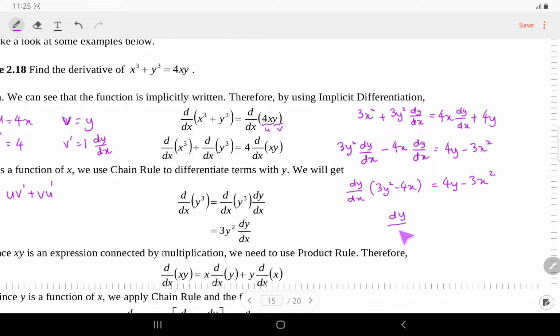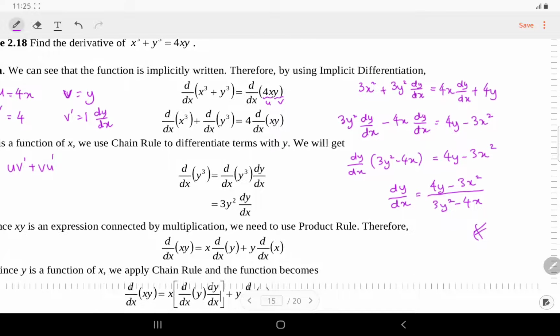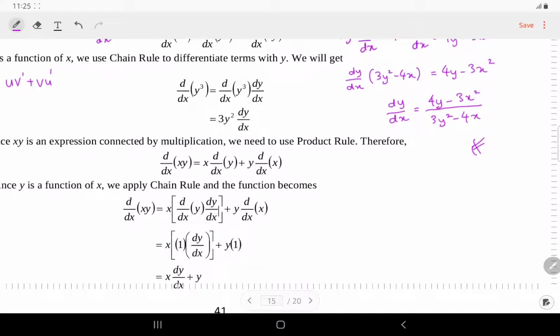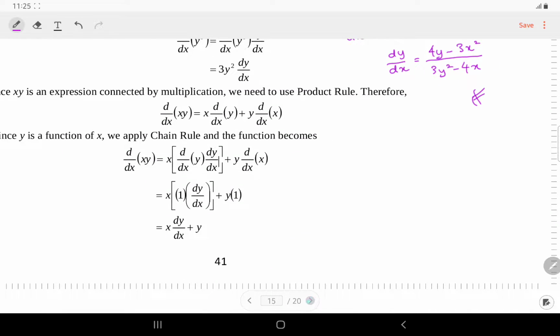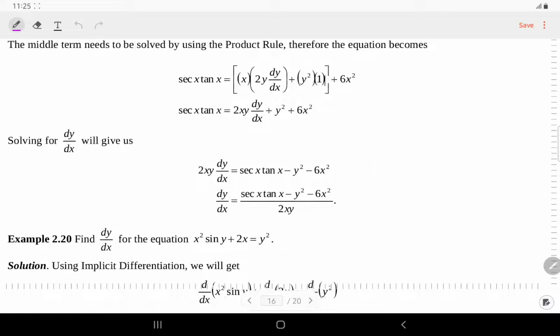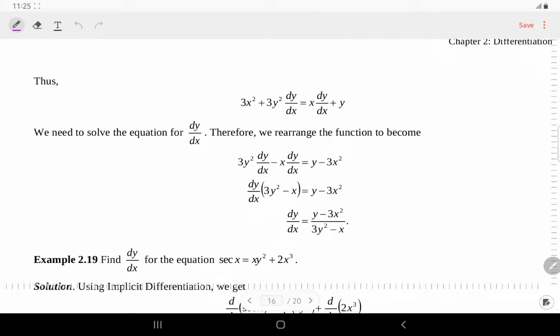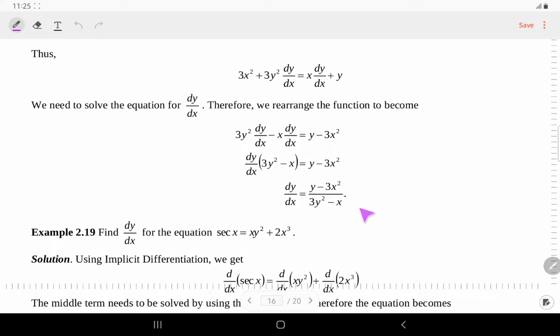So to make dy over dx our subject, we will get 4y minus 3x squared divided by 3y squared minus 4x. So that's the answer for this implicit differentiation. Okay, so you can see here we get the same answer.